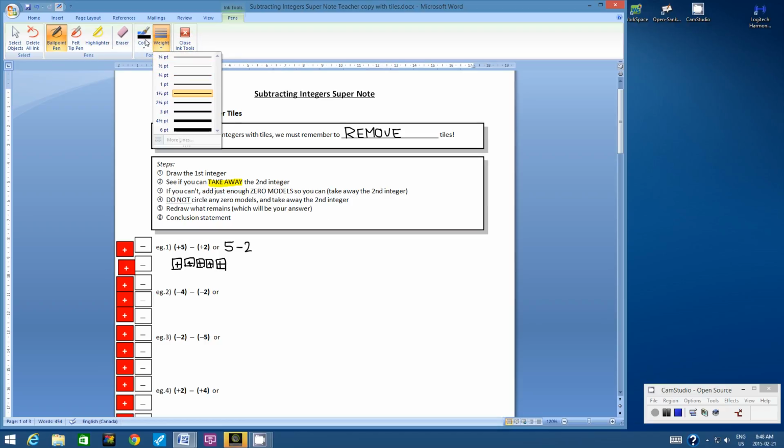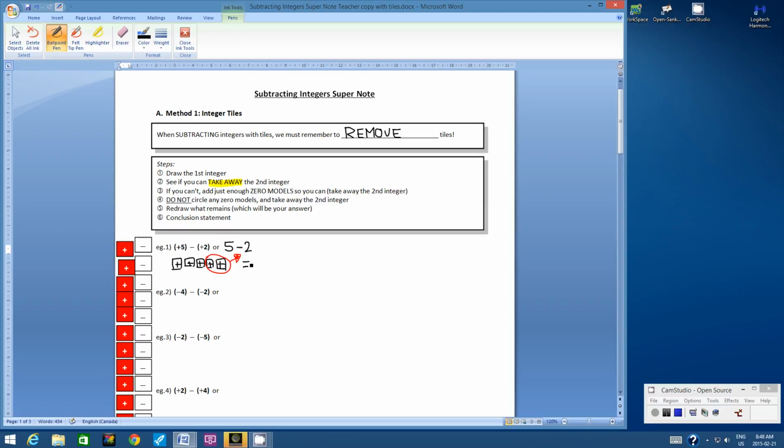So I'm going to change pens here, colors I mean, to show that I'm going to take away the second integer. So it's very important that you circle the second integer, positive 2, and show that it's being taken away with an arrow. All right, step number 5, redraw what remains. So what we've done is we've always used this type of arrow to show our ending diagram. And what remains is 3 positive tiles. So let's draw 3 positive tiles. Okay, and that's our solution. So let's put an integer answer beside our tile solution. And that's it. So let's write our conclusion statement. Therefore, positive 5 subtract positive 2 equals positive 3, or even better in standard form, 3.